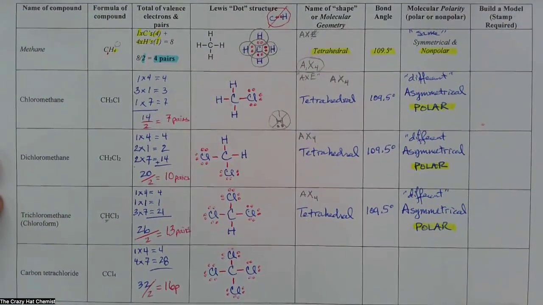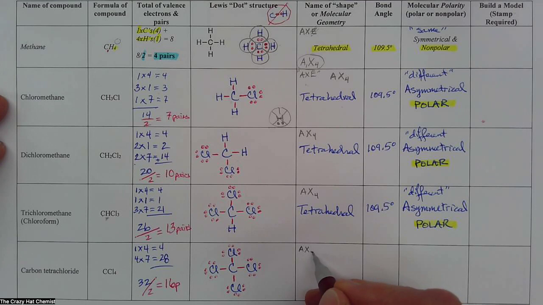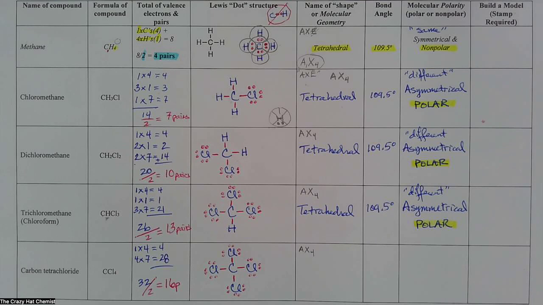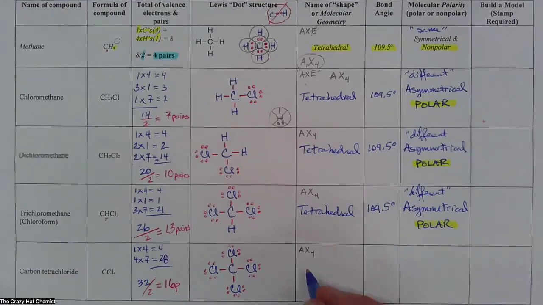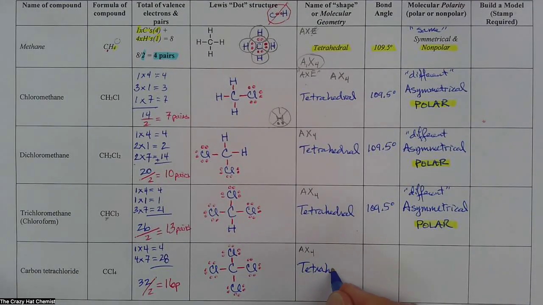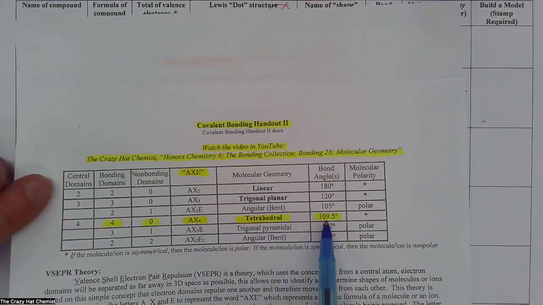Okay. And now what we're going to come up with is our AX. The A is the central element. There's only one of those. There's always only one central element. The X's are the outside elements, and I have 1, 2, 3, 4 outside elements that are physically attached to that A. There are 4 of those. You should see a trend on this particular worksheet. Don't think that it will be the same for all of them. And that is AX4 corresponds to tetrahedral. And the bond angle for AX4 is 109.5.